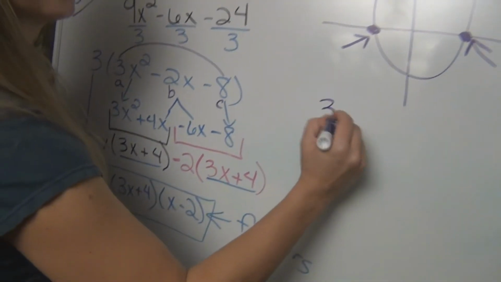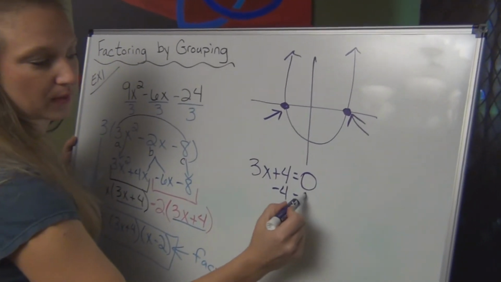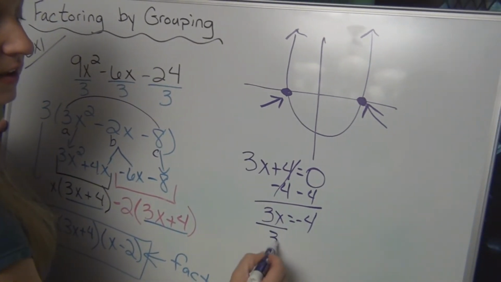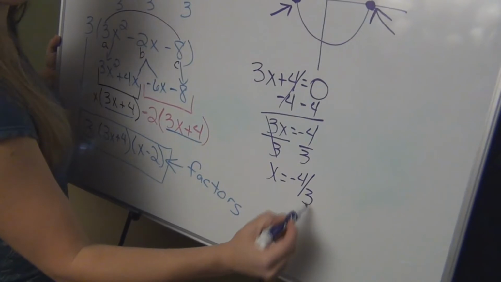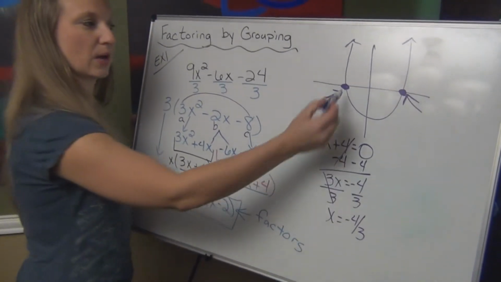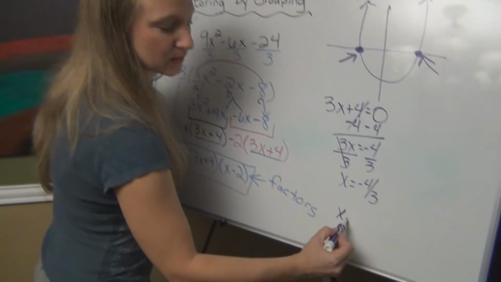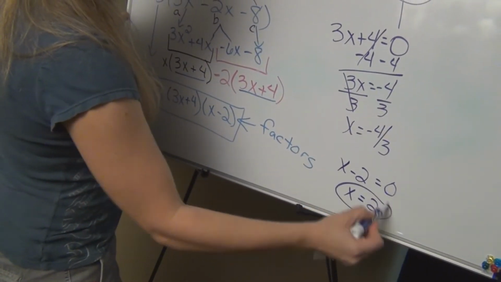So my first factor was 3x plus 4. If I set it equal to 0, I would solve for x, and I would find one solution is at -4/3. That would be over here somewhere. And then I would take my second factor, x minus 2, set that equal to 0. And that would be my second solution.